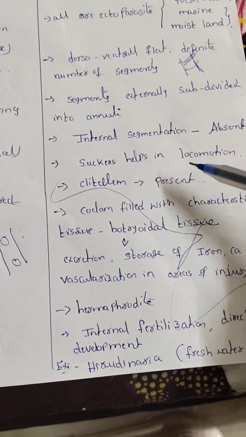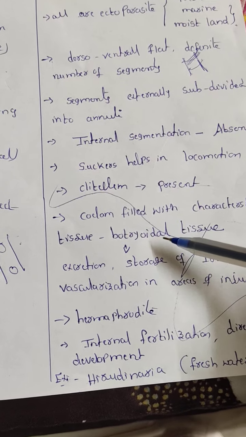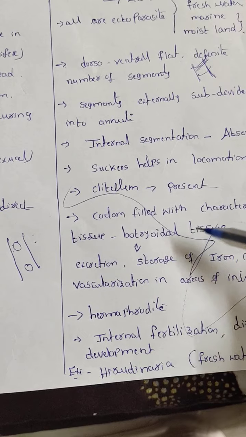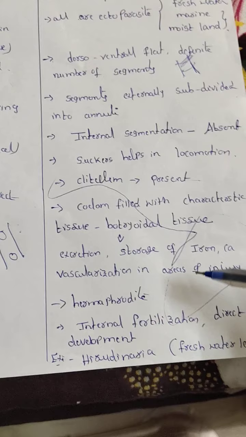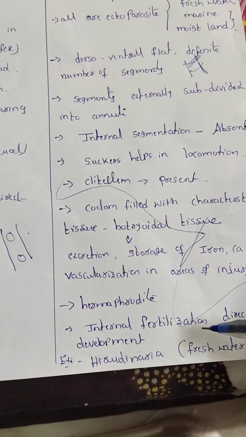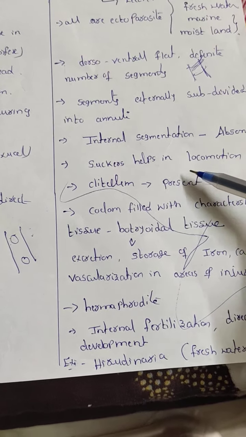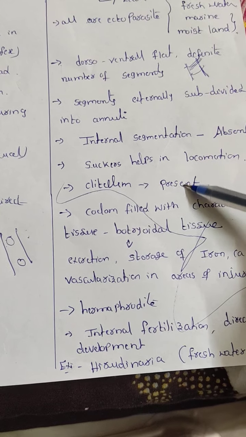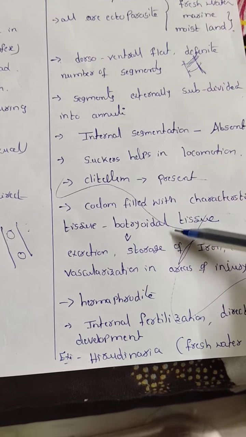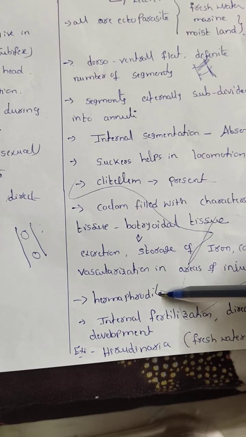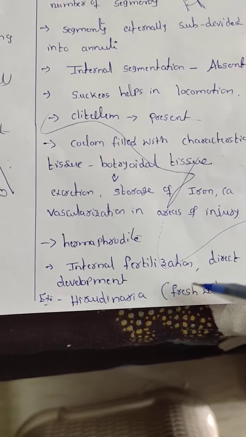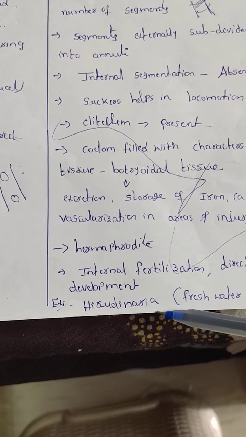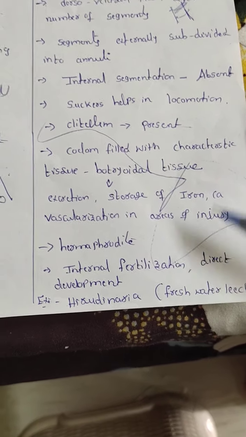And then in the coelom, in the body fluid, they have a specialized tissue, very important. It is the botryoidal tissue. Botryoidal tissue is mainly used for excretion and also storage of ions and calcium. Suppose if the organism is damaged, that damaged organ is supplied blood with the botryoidal tissue. This is the hermaphrodite. I already said, what type of fertilization is it? Internal fertilization. But these two are external fertilization. This one is internal fertilization. Development is direct development. The best example is Hirudinaria, commonly called the freshwater leech.